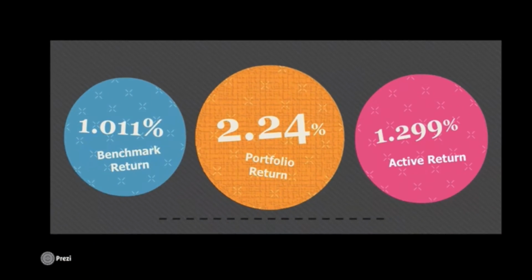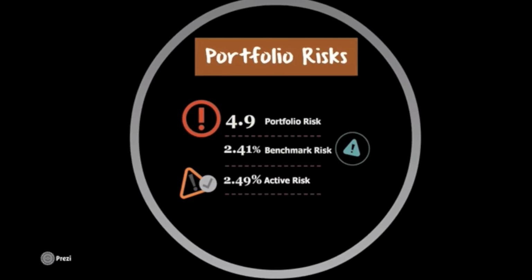So our portfolio return is 2.24, while the benchmark's portfolio has only 1.011, which means the gap between our portfolio and the benchmark is 1.299%. All of you may know the higher return usually goes along with higher risk. So this is the reason why our portfolio has higher return.